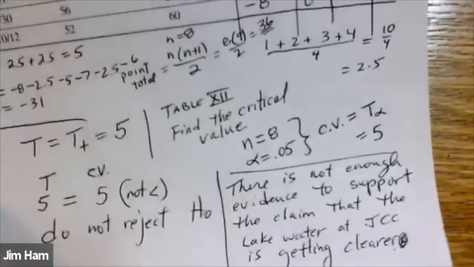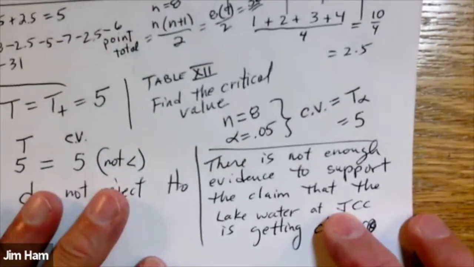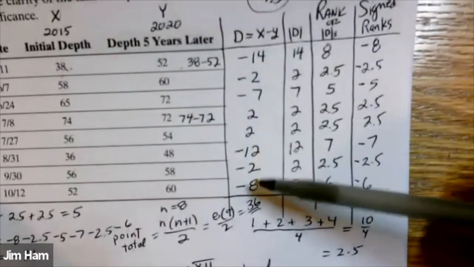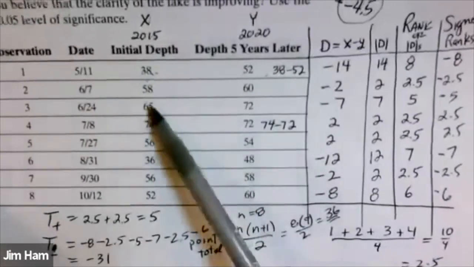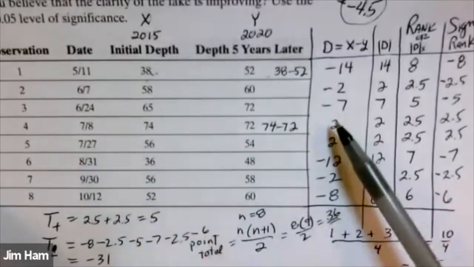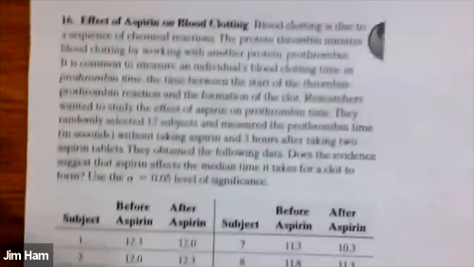All right, I now want to do a new example, and in the new example, what's going to happen is that some of these differences will be 0. That is, the before and after measure will be exactly the same. So when we subtract 2 numbers that are the same, we're going to get a 0 difference. How do we handle that? How does it come into our rankings? So there's a problem 16.